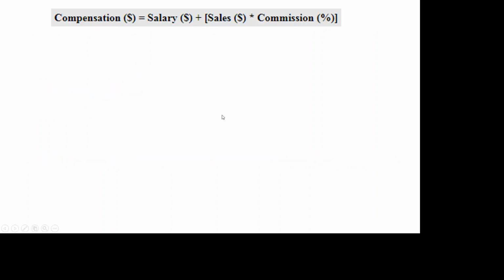Then we have salary plus commission. Commission is just the percentage earned on total dollars sold. A lot of companies do pay their salespeople this way: a flat salary plus a percentage commission on all sales generated. Okay, so we've got someone who makes 2% commission on sales up to $1 million, and then above $1 million they earn a 3% commission on sales. This person also gets a flat salary per year of $20,000.